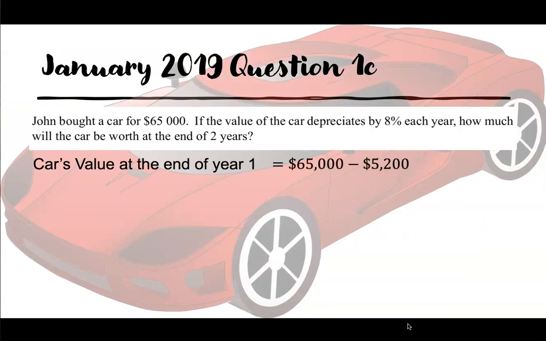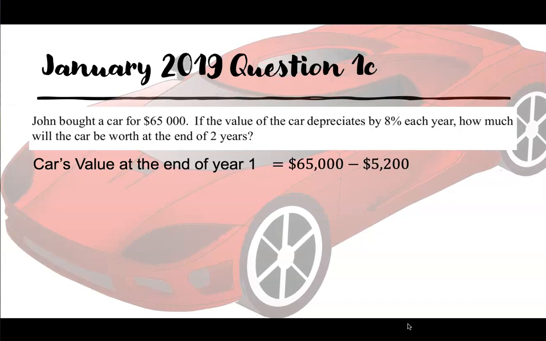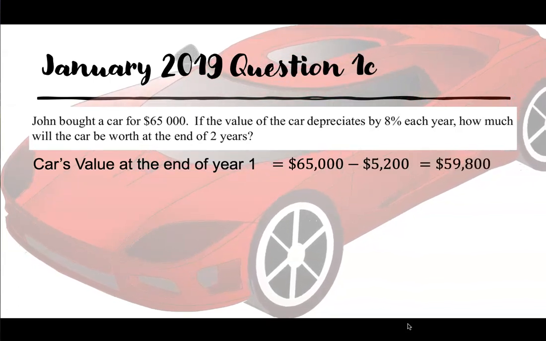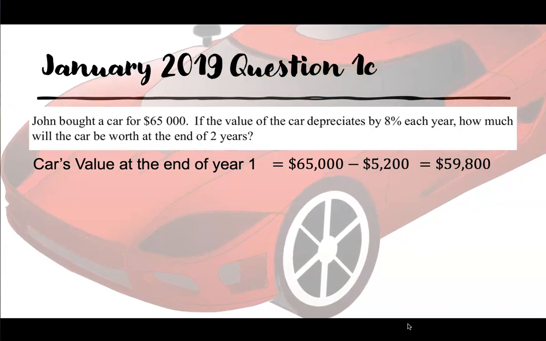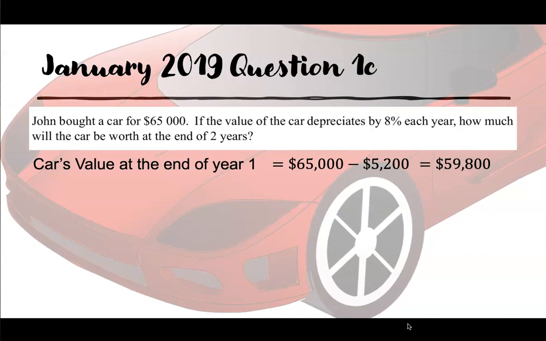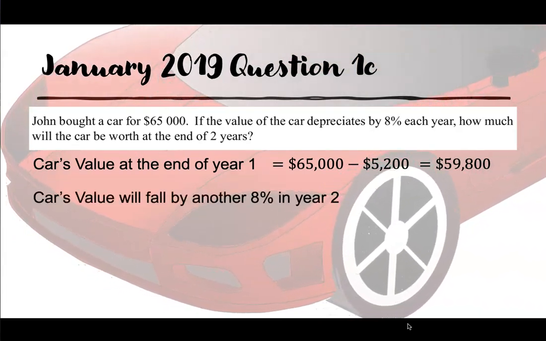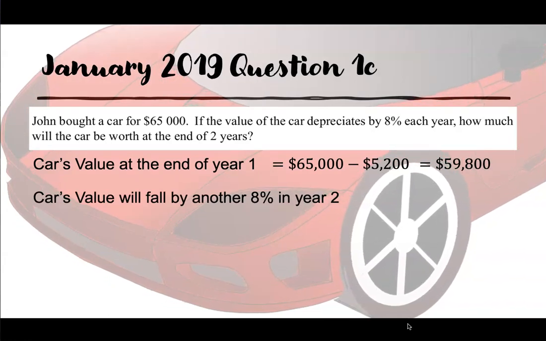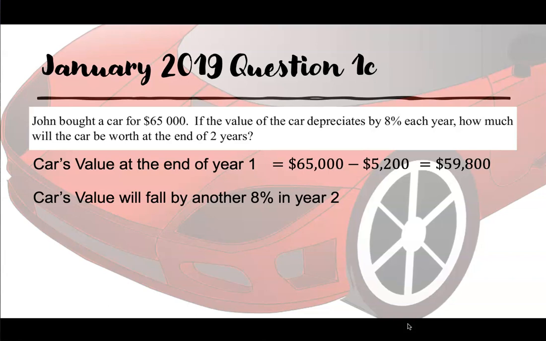What does that mean? At the end of the first year, the value of the car will be $65,000 minus $5,200. Meaning that at the end of the year, the value will be $59,800. So we start the second year with a car that is now worth $59,800. The car's value will fall by another 8% in year 2. So we now have to find another 8% of $59,800.